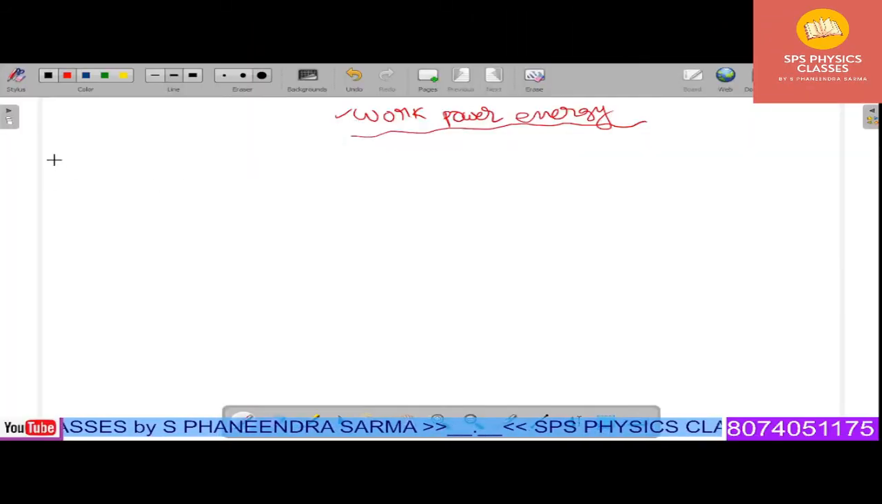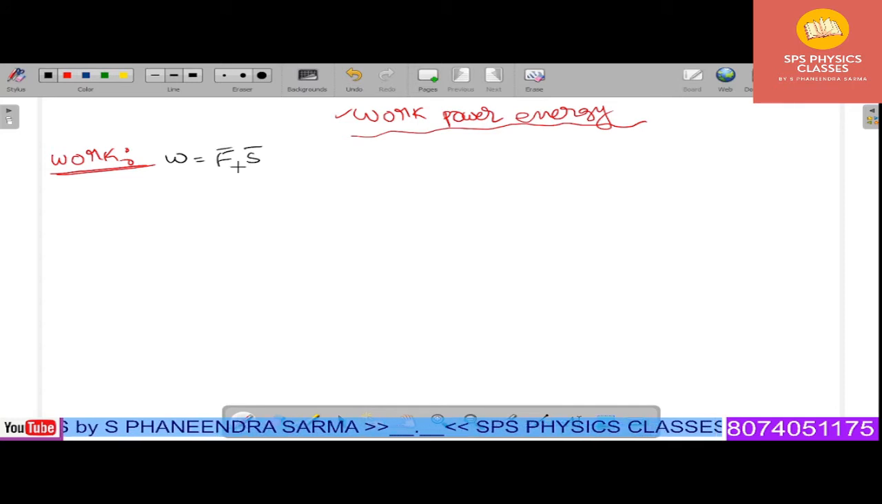Work. So how to define work and what are the special cases? Let us see one by one. According to the definition, work done is the dot product of force and displacement, which is given by F s cos theta, the actual formula.